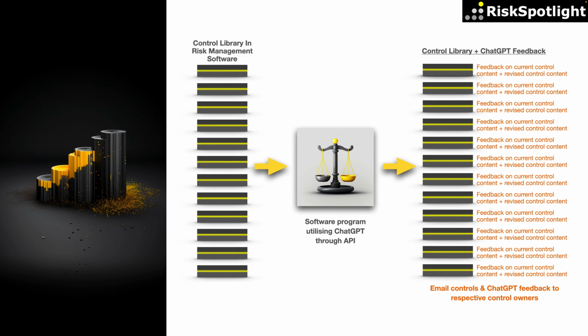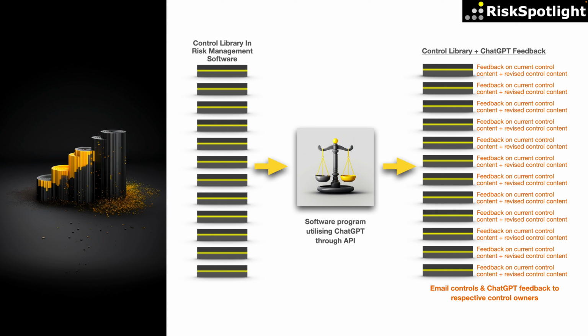This program, when executed, will produce output in your preferred format such as Excel or a database table. The output will consist of the current control documentation, feedback from ChatGPT on the current content, and the revised control content that aligns with the defined best practices. This will be stored outside your risk management software, as the control owner should review the ChatGPT feedback and update the controls in the risk management software. So the program can create Excel files that contain controls and the feedback and email these to the respective control owners. Once the control owners review the feedback, they can update the content in the risk management software.